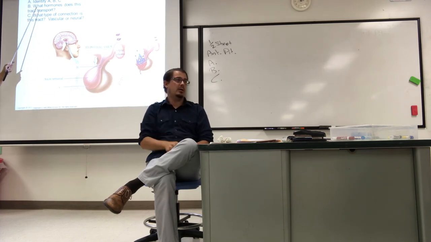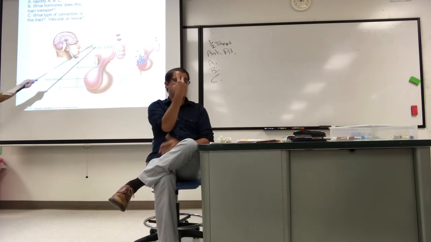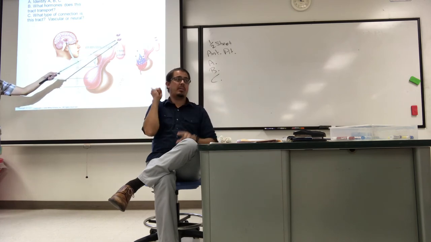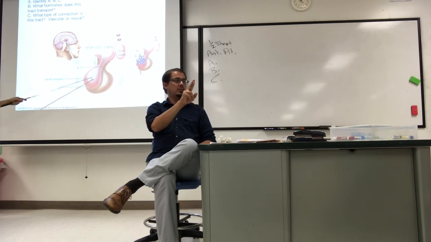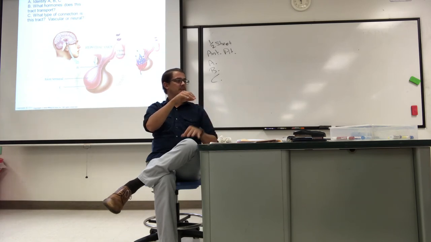I only listed two hormones that are synthesized by these two nuclei, supraoptic and paraventricular. That would be the ADH and the oxytocin. Those are the only two that are released. And I described it as a neural connection. So kind of the same questions except for the other part.